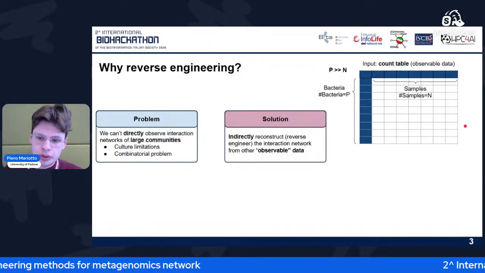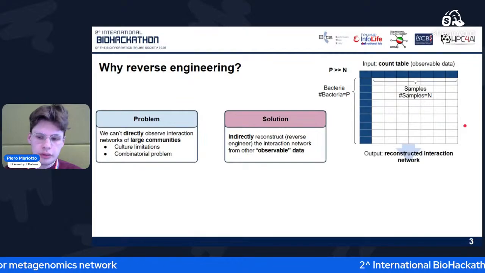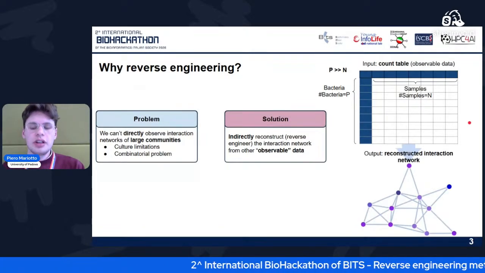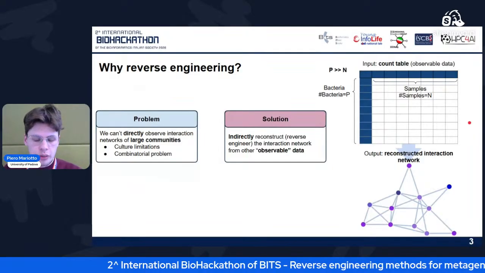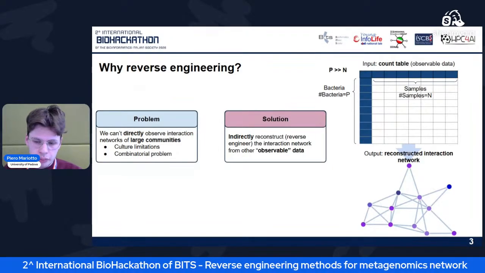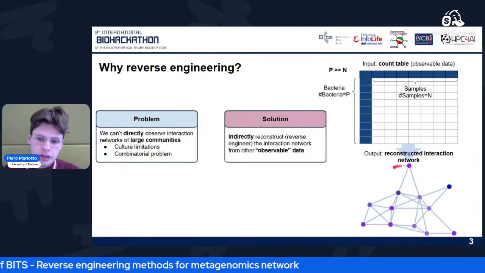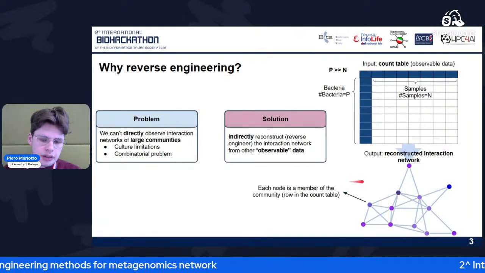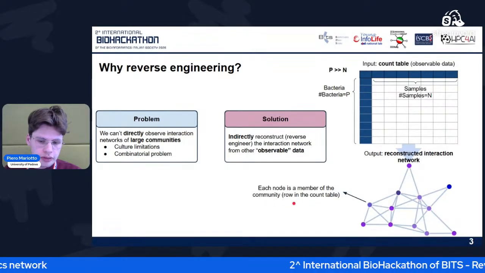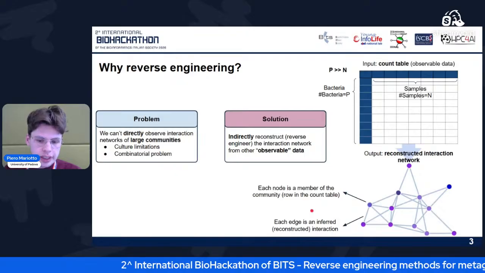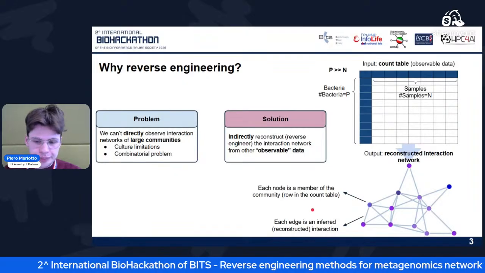So this is your observable input data, and what you want to obtain is the reconstructed interaction network, which can be represented as a graph, a very popular mathematical structure in which we have nodes and edges. The nodes are, in the context of a microbial interaction network, the different members of the community, so the various bacteria that you have in your community, and the edges are the inferred interactions between them.